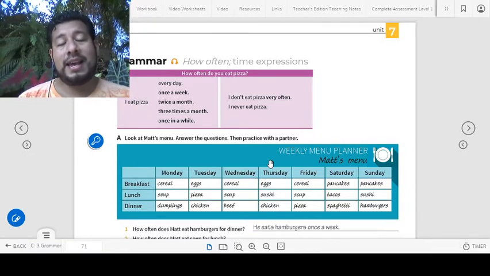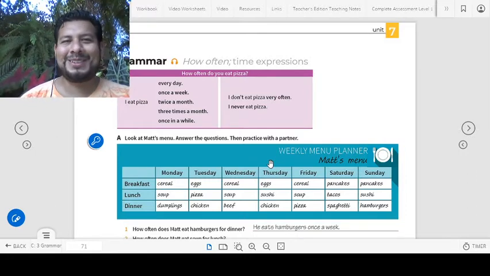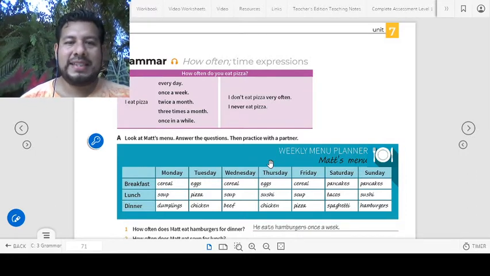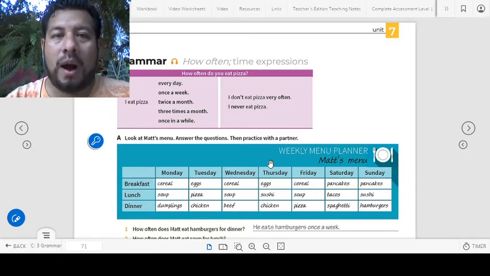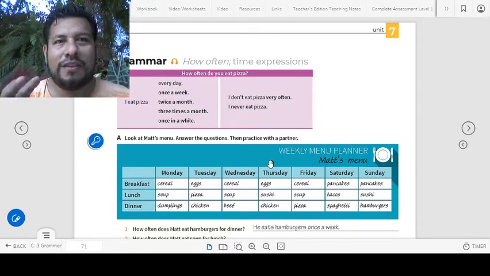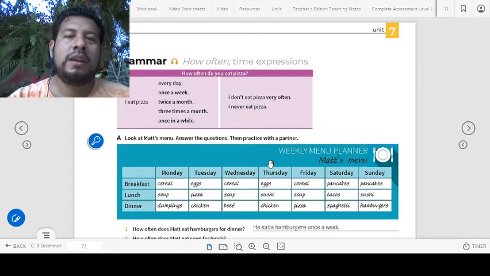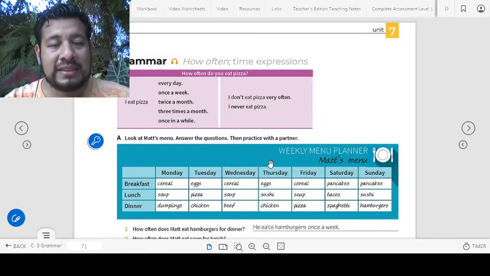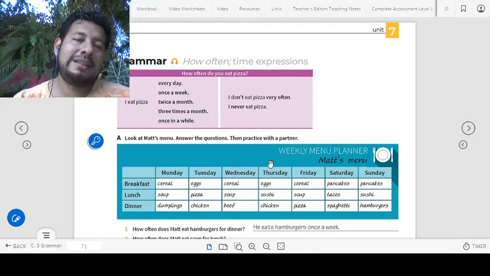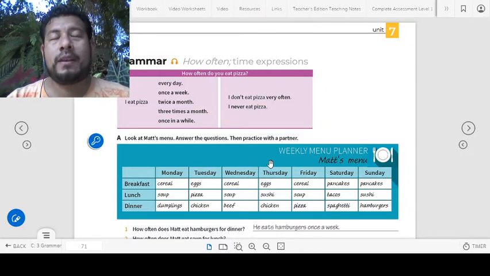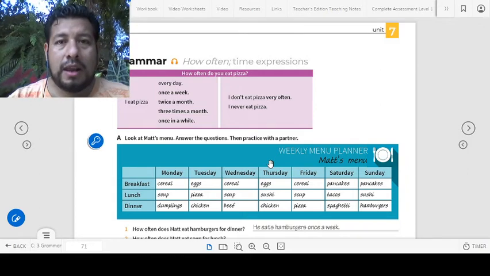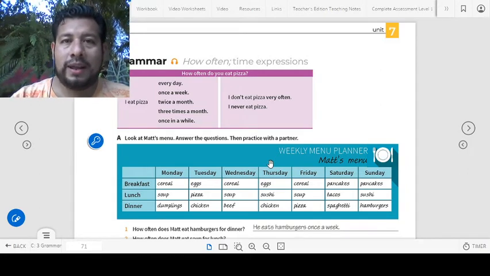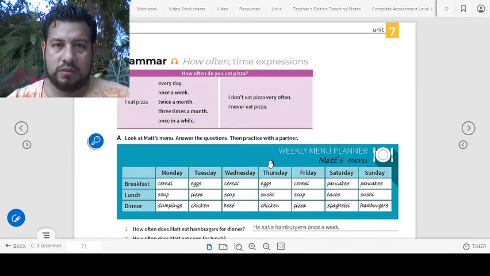I eat pizza. ¿Por qué tengo problemas con esta pronunciación? I eat pizza once in a while. Ojo con esta palabra, while. La palabra while tiene diferentes traducciones. Podemos traducirlo como mientras. Pero en esta expresión, once in a while, lo que estamos diciendo es de vez en cuando. La expresión once in a while, de vez en cuando.